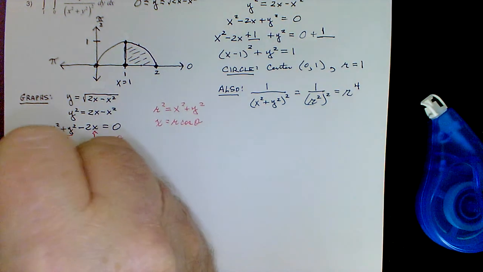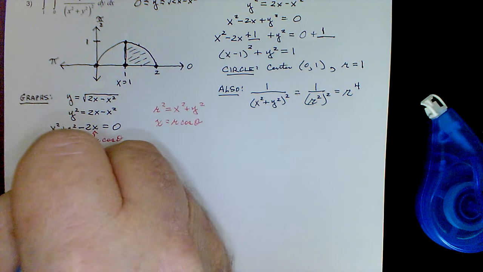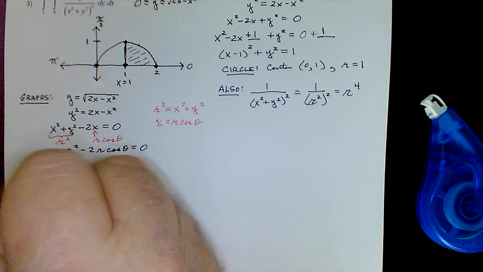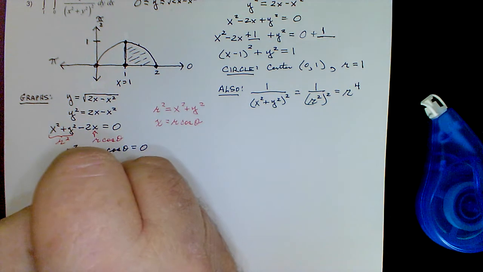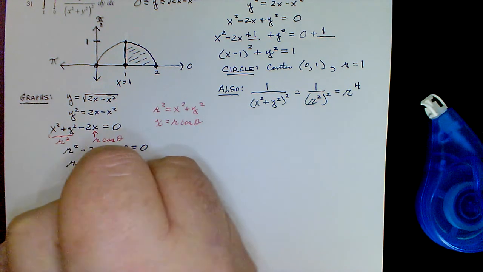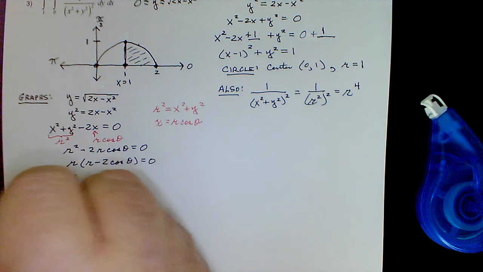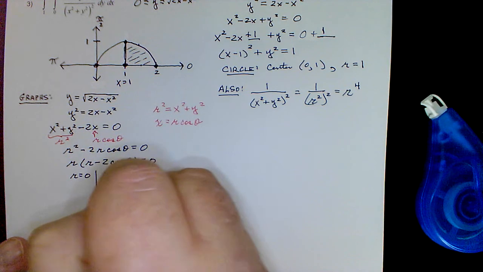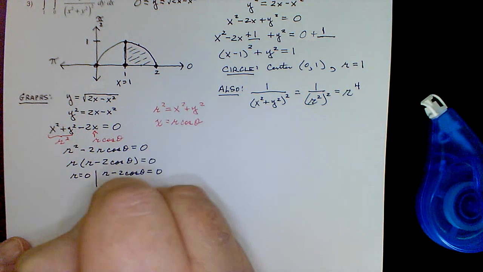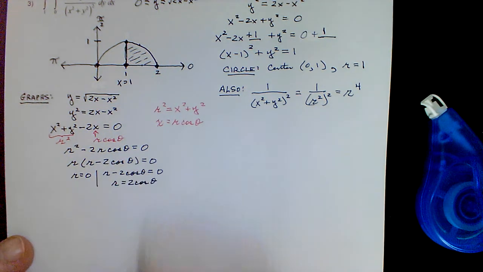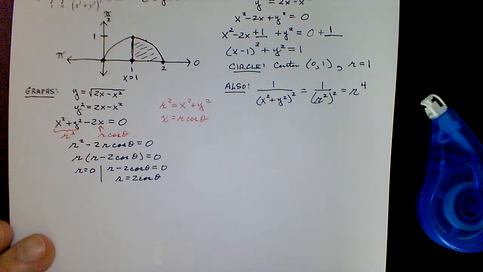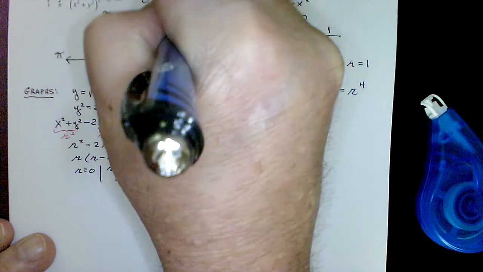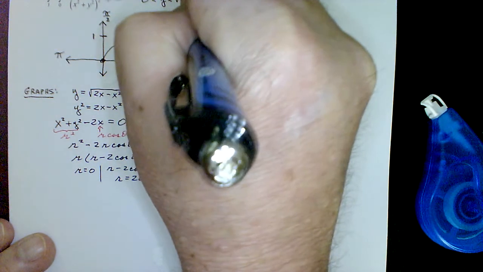So now we have r squared minus 2 r cosine theta is 0. If we factor out an r, we're left with r times (r minus 2 cosine theta). Set each factor to 0. r equals 0 is trivial. r minus 2 cosine theta is 0 gives us r equals 2 cosine theta. And so therefore the graph of this top half of the circle is r equals 2 cosine theta.